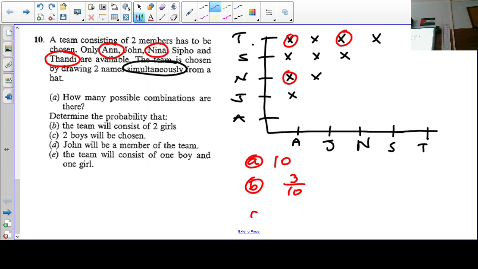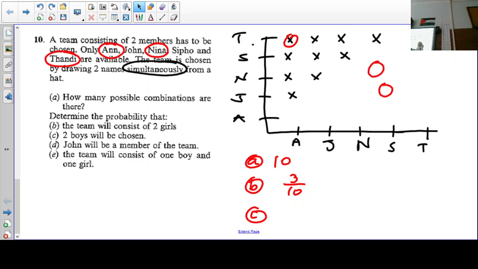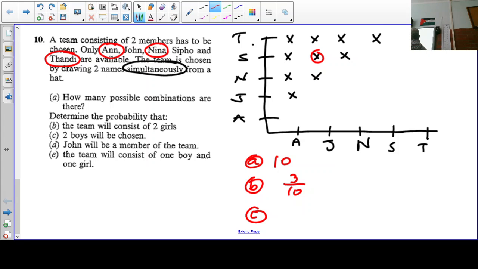Let's look at C. Number 3 says, sorry, C: 2 boys are chosen. So Nina is not a boy. It could be John and Sipo. You all agree that that's the only combination where 2 boys are considered? Is that correct? Right?